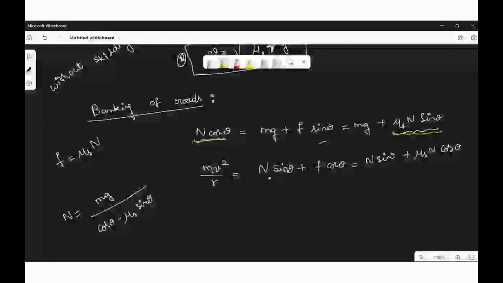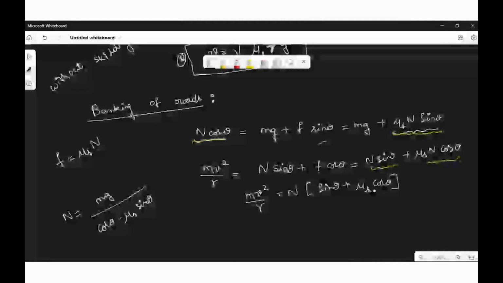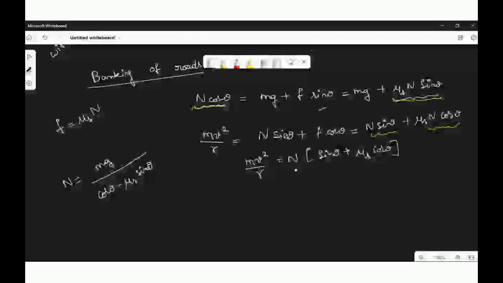Now here also, if I do the same thing, there is one N term here, one N term here. If you take N common, mv square by r is equal to N into sin theta plus mu s cos theta. Correct? So now you have the value of N, you can substitute here.